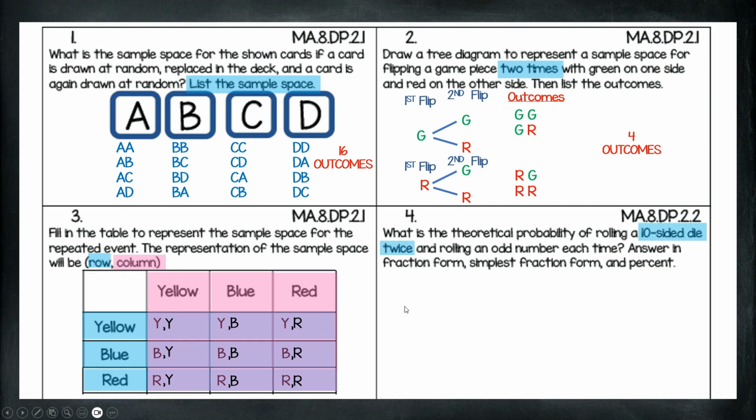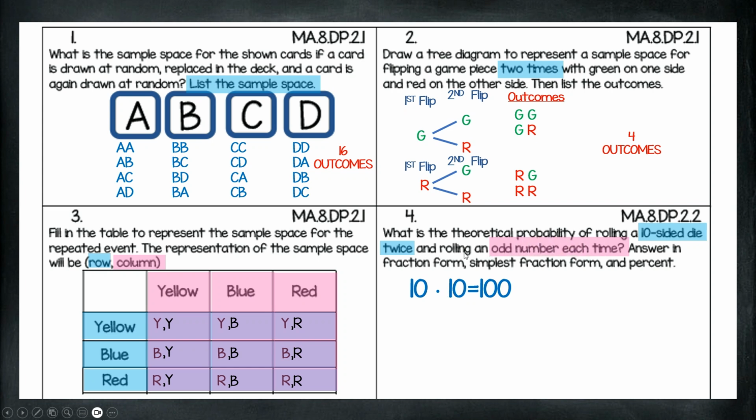What is the theoretical probability of rolling a 10-sided die twice? So you have a 10-sided die, you're going to roll it 2 times, and rolling an odd number each time. So first we're going to figure out the denominator for our theoretical probability. So I'm going to take that 10-sided die, and because I'm going to be rolling it 2 times, I have 10 times 10, which is 100.